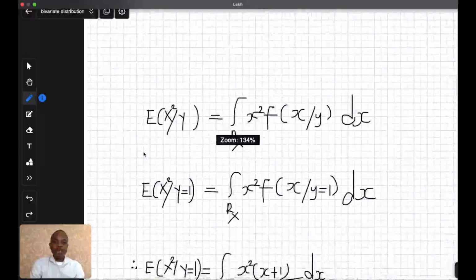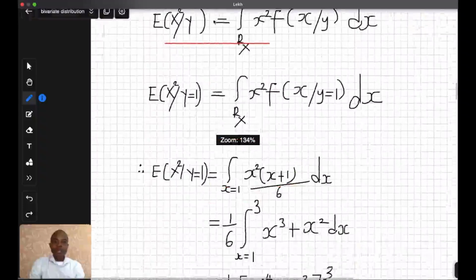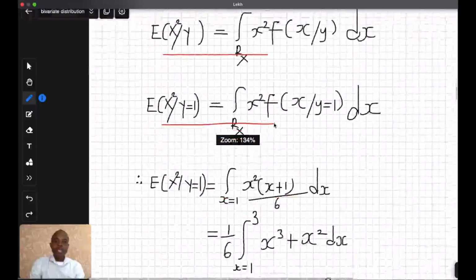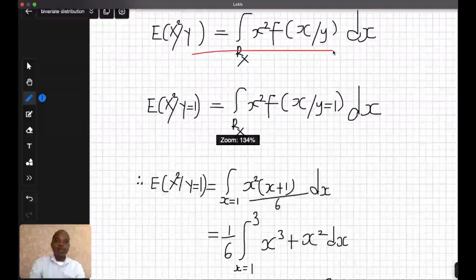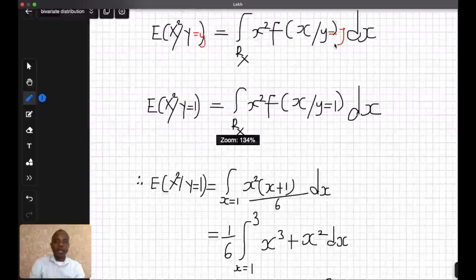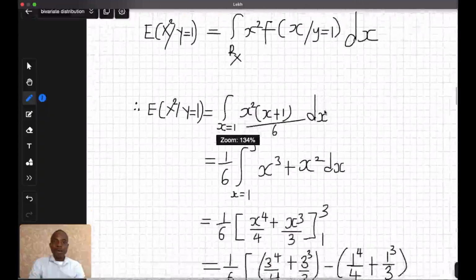Don't forget that the difference between this and this is just y equal to 1. So don't forget about that. It's the same thing. This is more general, like y could be anything. And if we wanted to make it more obvious, we just put y equal to y in addition. But even if you write it this way, you're not wrong. It's just more explicit this way. All right, now continuing.